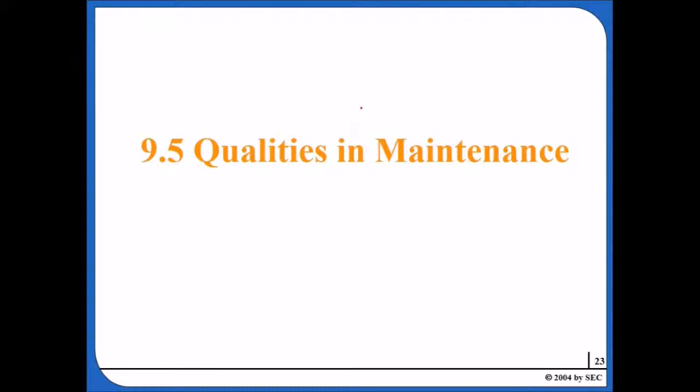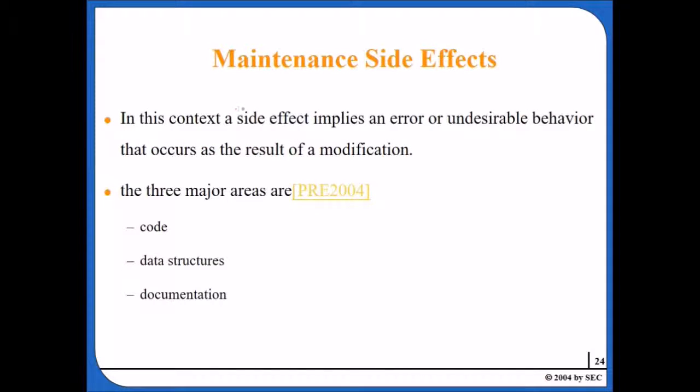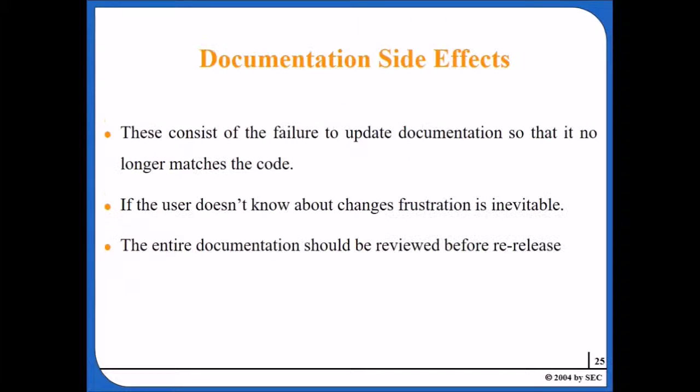So now come the qualities in maintenance. There are maintenance side effects also. In this context, a side effect implies an error or undesirable behavior that occurs as a result of modification. Because if you implement some change, some other things might start failing. The three major areas are the code, data structure, and documentation. These are the documentation side effects. They consist of the failure to update documentation so that it no longer matches the code. If the user doesn't know about changes, frustration is inevitable. You cannot stop it, and the entire documentation should be reviewed before re-release.